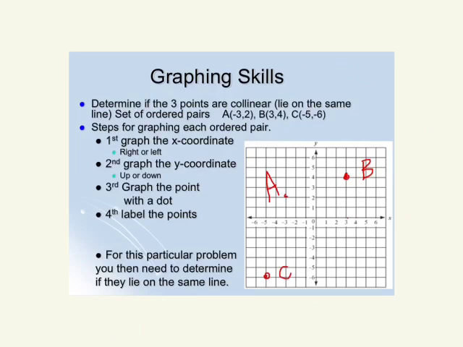And there's point B. Now point C is -5 and then -6, so down 6. And there's point C. If I were to draw a straight line, could I make a straight line go through all 3 points? Obviously no, you cannot have a line that would go through all 3 points. So for this question, the answer would be no, they are not collinear.